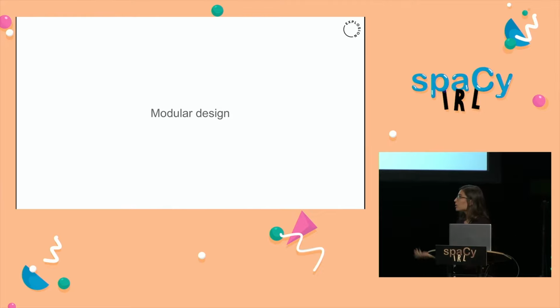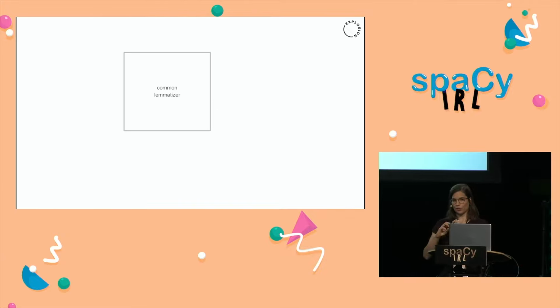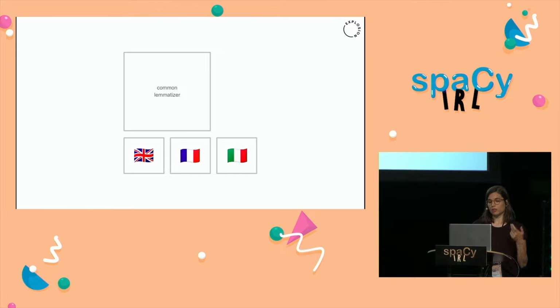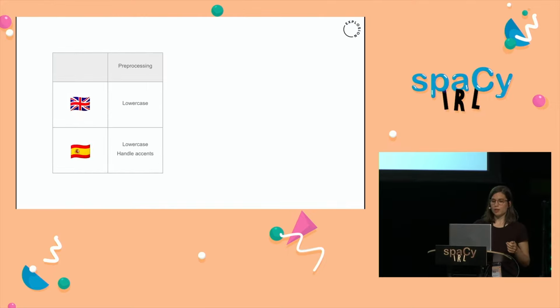And finally, something that we wanted to keep in mind while building the lemmatizer was to do it in a modular design. So we want to have a common lemmatizer for all the languages with the main pipeline and all the main functions. And then we want to have special modules with only those functions that have to be different for each language. And then we can increasingly add new languages in an easier way. So some of the specific functions for the language modules are, for example, preprocessing. So in English, we only have to lowercase, but in Spanish, we also have to handle accent marks. In German, we have to handle umlauts, etc.